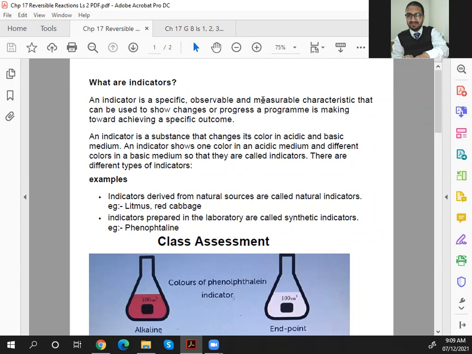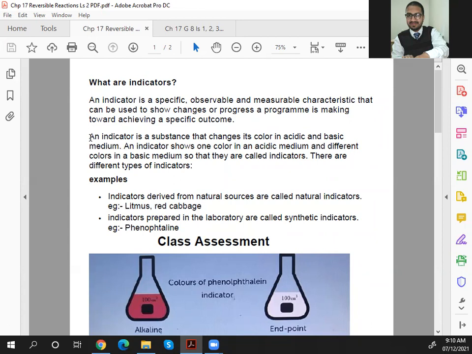Observable and measurable. You can observe the changes, maybe due to color or any sense, and also measurable. You can measure it easily. Now, characteristics that can be used to show changes or progress a program is making toward achieving a specific outcome. For example, indicators you can use in a reaction to find the results, to find the changes.